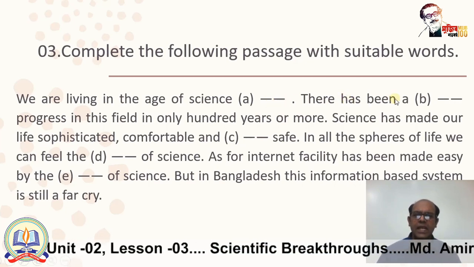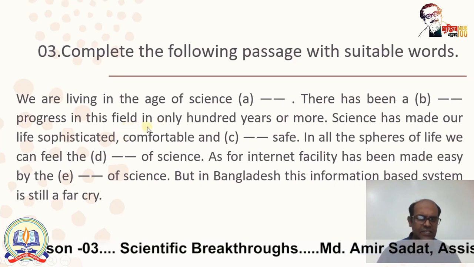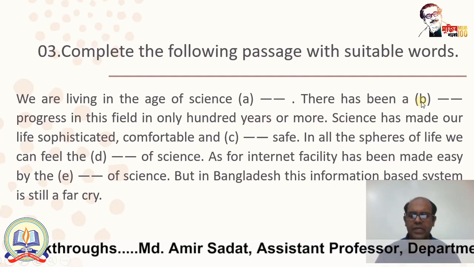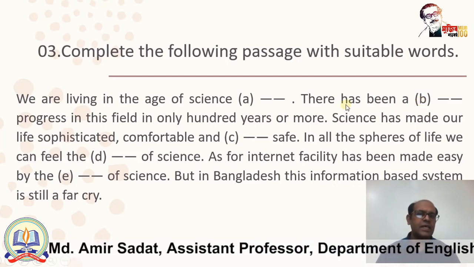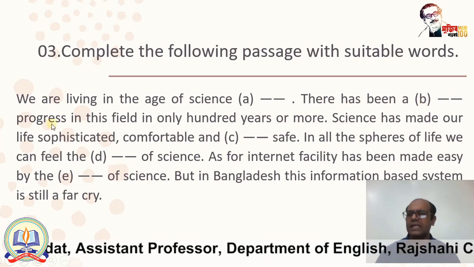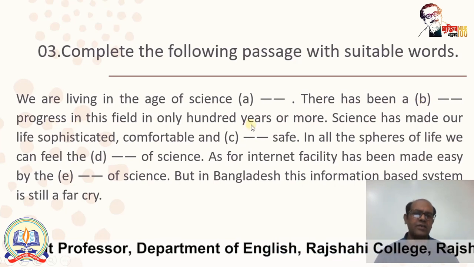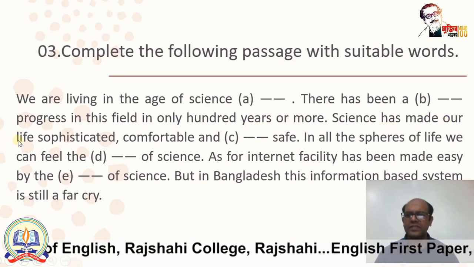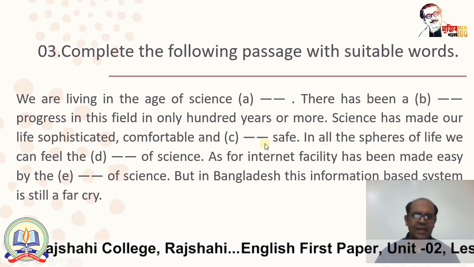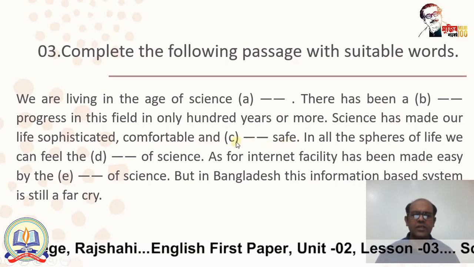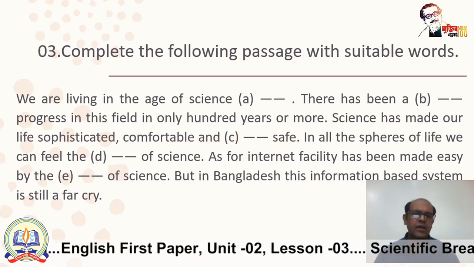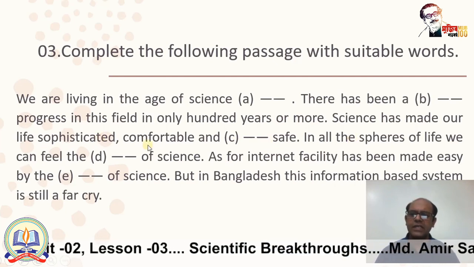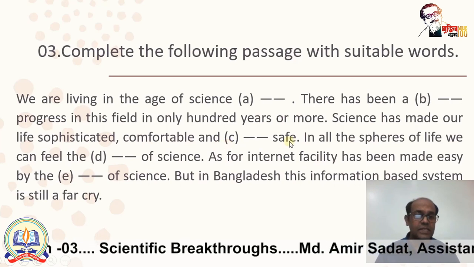There has been a gap B progress in this field in only 100 years or more. So for gap B, you can write significant. There has been a significant progress in this field in only 100 years or more. Science has made our life sophisticated, comfortable, and gap C safe. Which will be the correct answer for gap C? Completely. You can write completely. Science has made our life sophisticated, comfortable, and completely safe.